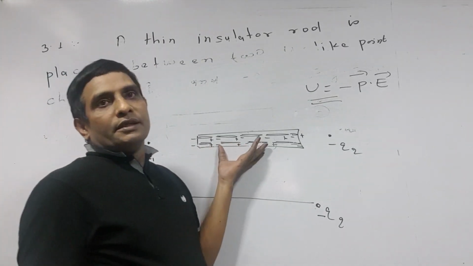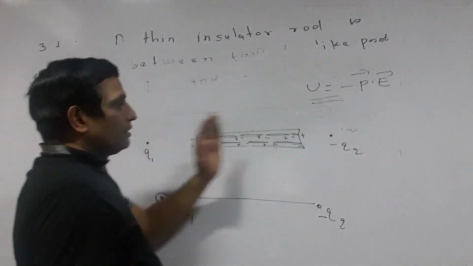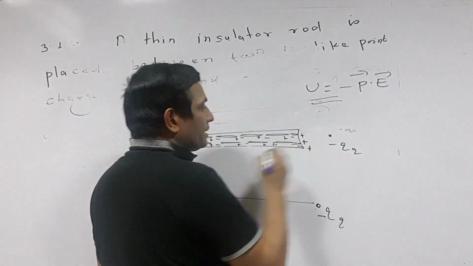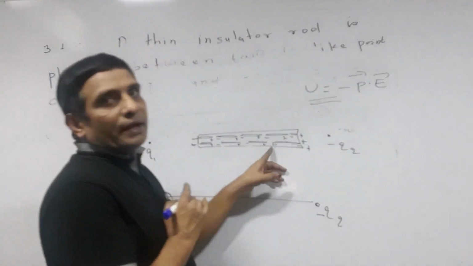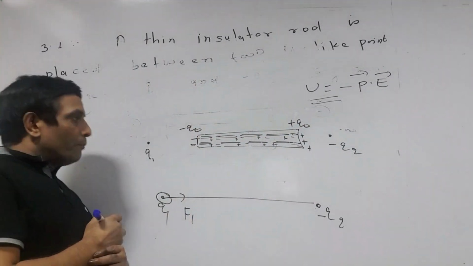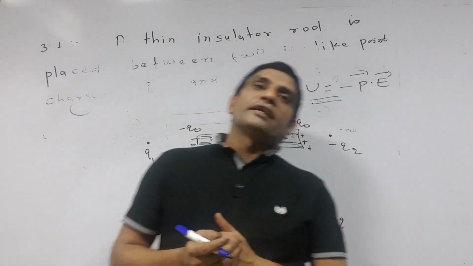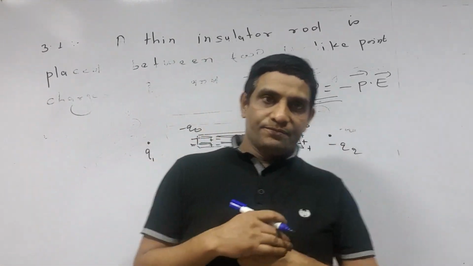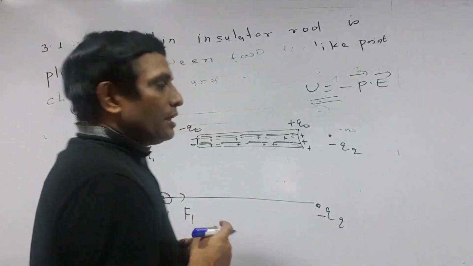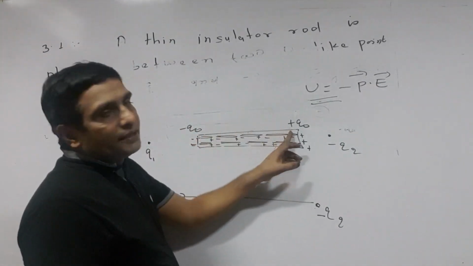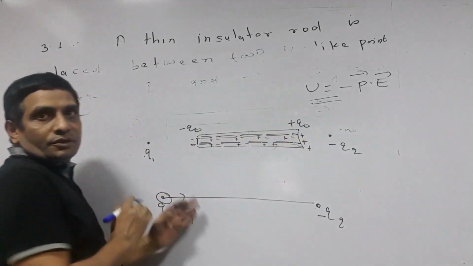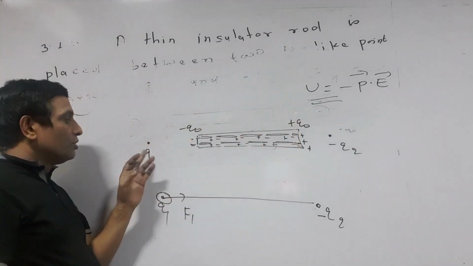But when this rod is put between Q1 and minus Q2, then here negative charge is induced and here positive charge is induced. Both are equal in magnitude. Suppose this is minus Q0, then this will be plus Q0. But the force of electrostatic interaction depends upon charge as well as the separation between charges. The magnitude of this charge and this charge are the same, but this is nearer to Q1, and this is not so near to this Q1.